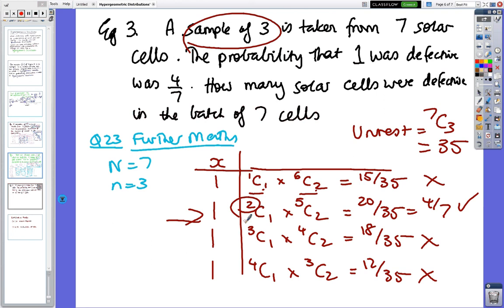Okay, so there may be an easier way, but I just did it as a trial and error method. Okay, copy that, come across.